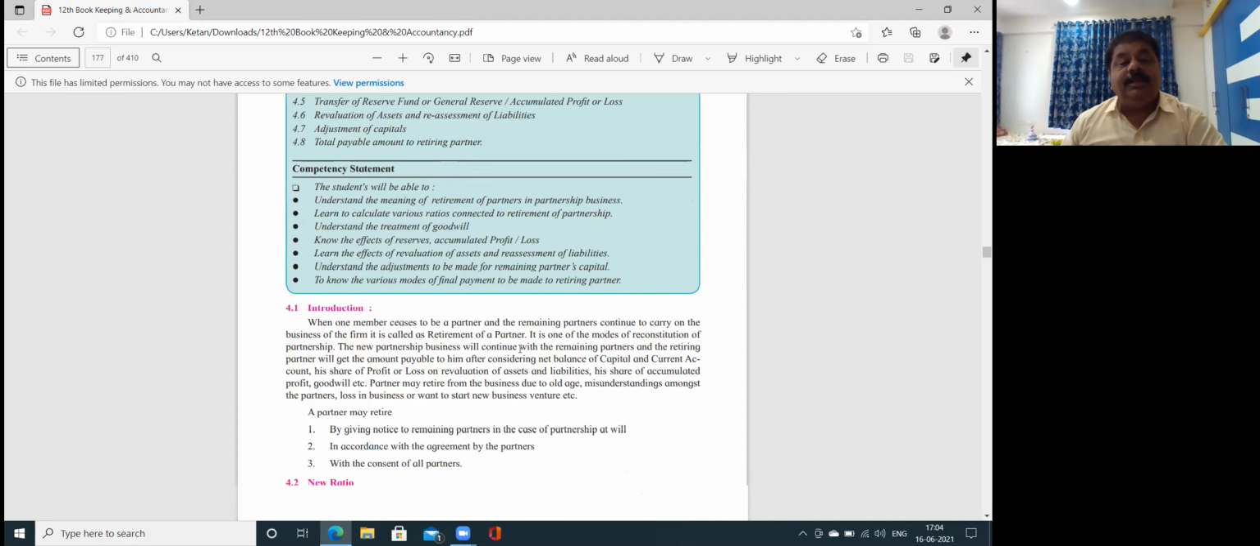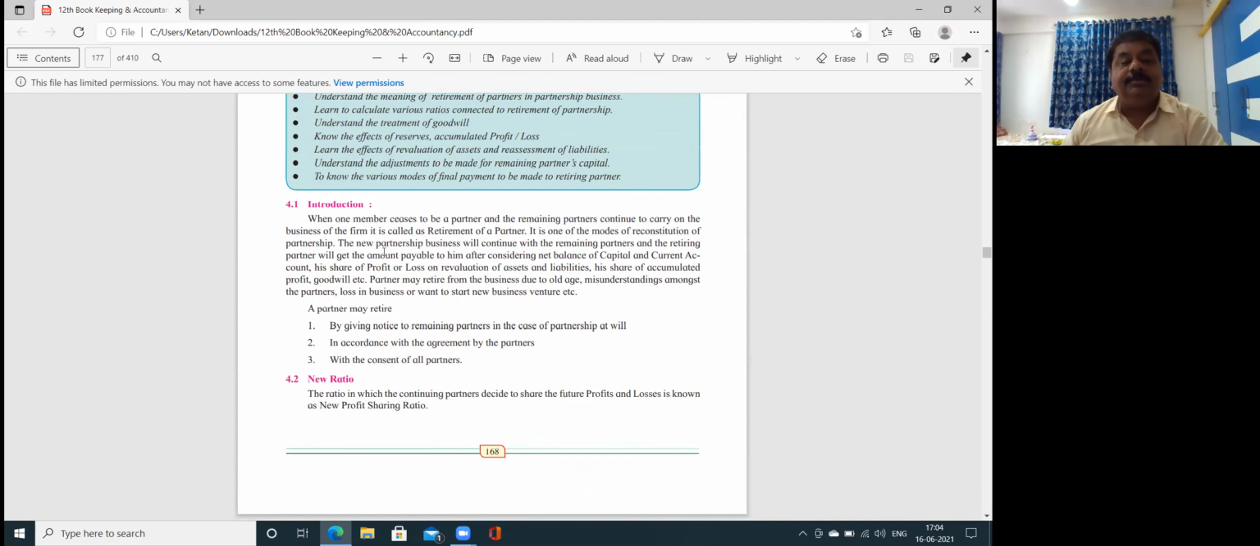Now let us see directly what is the introduction given to you. When one member ceases to be a partner and the remaining partners continue to carry on the business of the firm, it is called retirement of partner. So for example, out of 3 partners A, B, C, Mr. C decided to retire from the partnership firm and A and B decided to continue with the business in future. Then that particular case is called the retirement of partner.